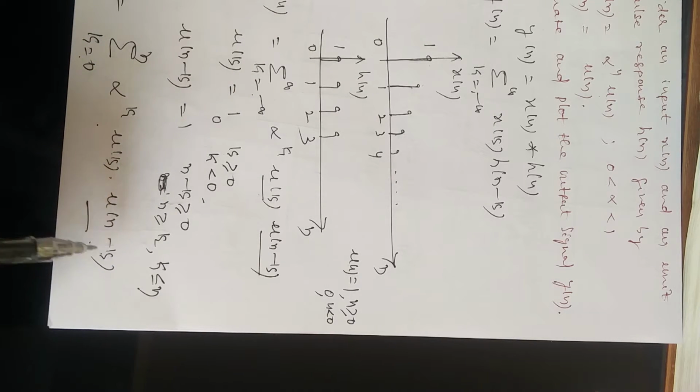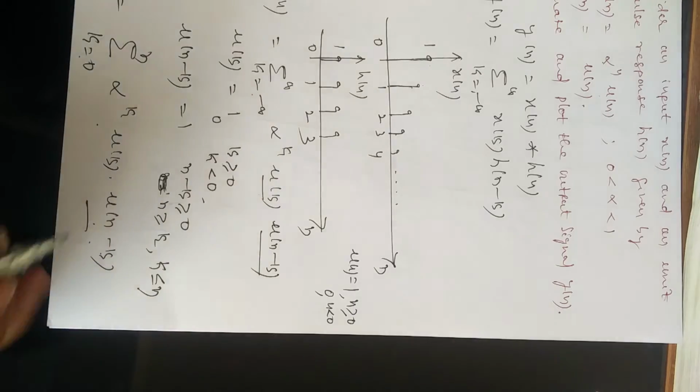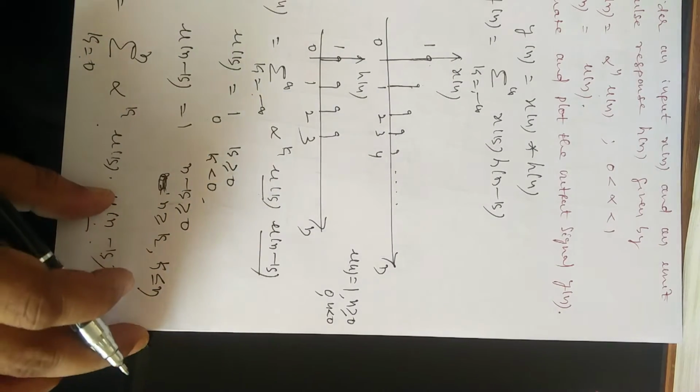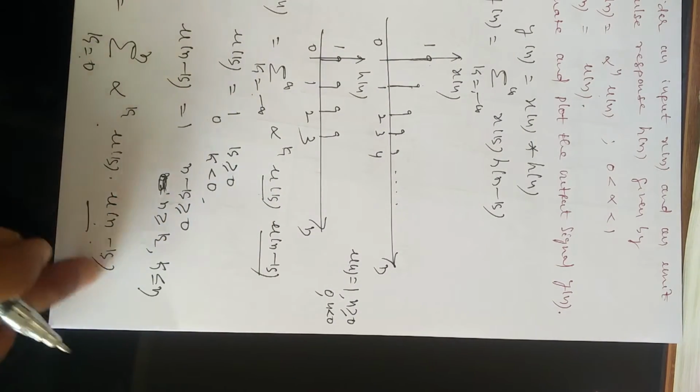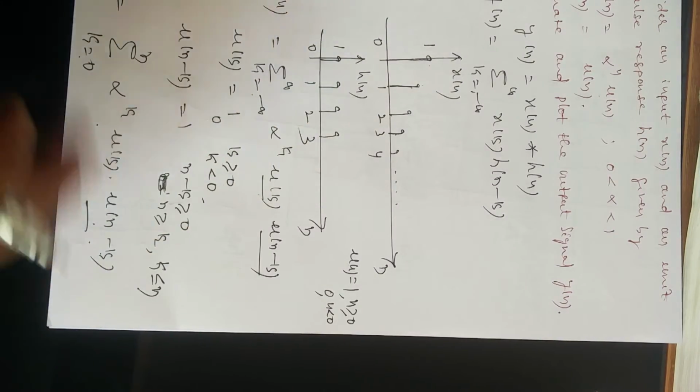When k is 0, it will be u of n. When k is 1, it will be u of n minus 1. That is nothing but h of n minus 1. Based on this movement of the signal, we should check where we get the non-zero value.